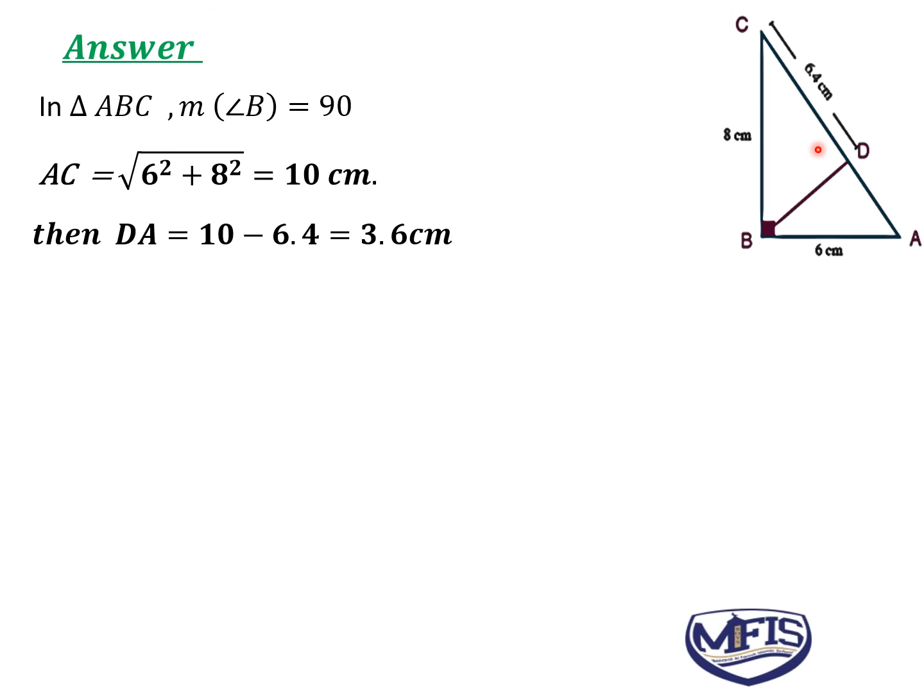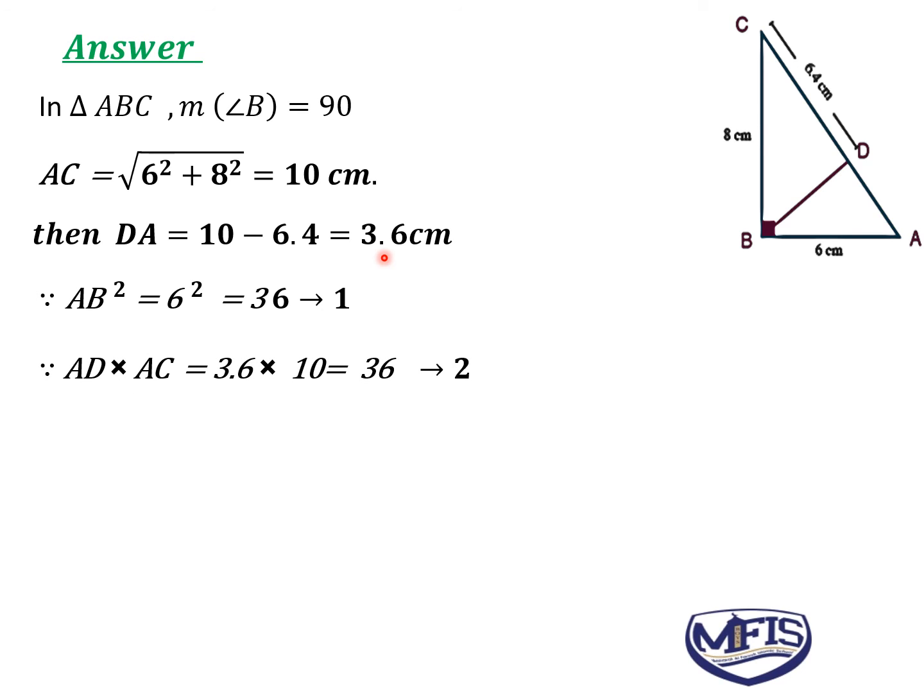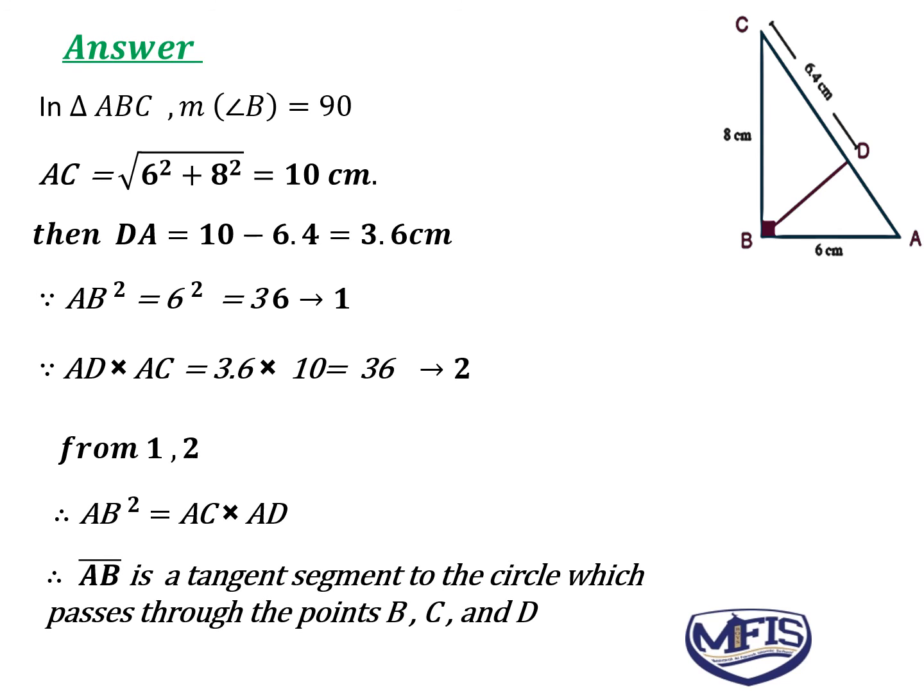So we will find AB square, 6 power 2, which is 36, and this is number 1. Then I will find AD times AC. AD 3.6 times AC, which is 10, equals 36, and this is number 2. We have AB square equals 36, and AD times AC equals 36. So AB square equals AD times AC. So AB is a tangent segment to the circle which passes through the points B, C, and D.